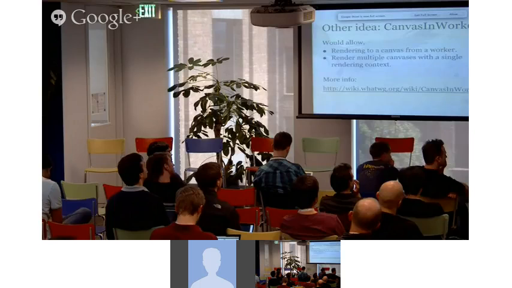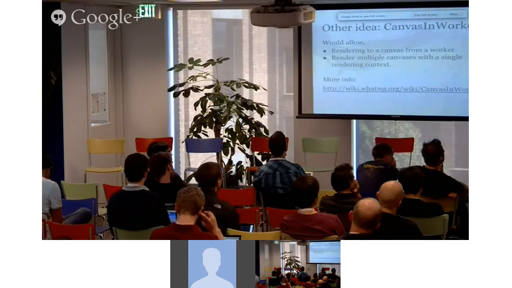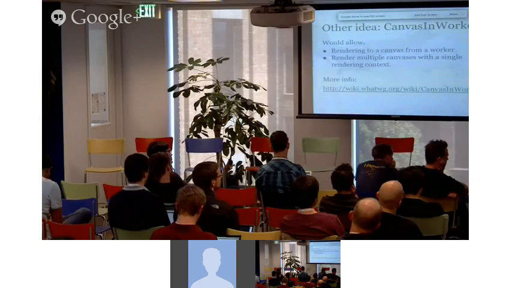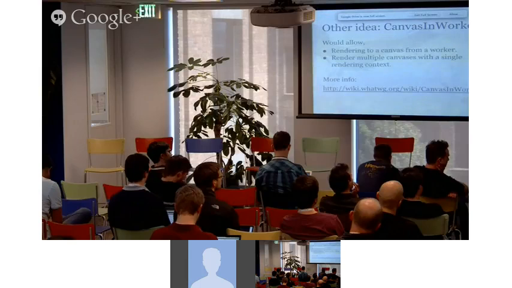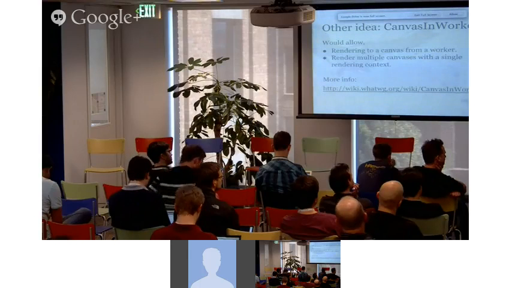I'd also like to mention another idea that I've heard discussed recently to move some work off to a worker thread, and it's the Canvas and Workers idea, where you would allow rendering to canvases in a worker thread, and you could share a rendering context between multiple canvases, and that way you could do OpenGL-y sort of dimensional things on another thread.